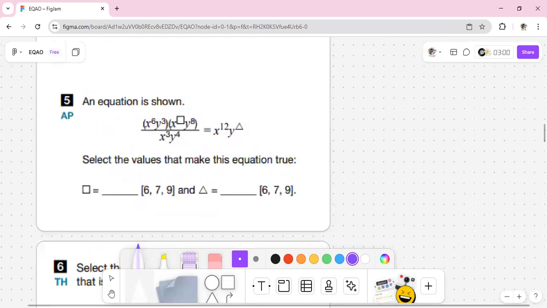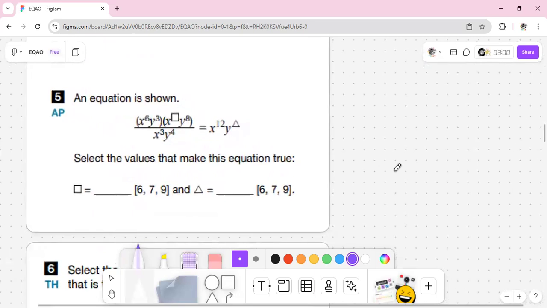Question number 5 is a little bit tricky. You have to really understand your power rules in order to work this out. I would suggest starting, because we have X and Y variables, with your X terms. When we start with our X terms, we can really break this down.